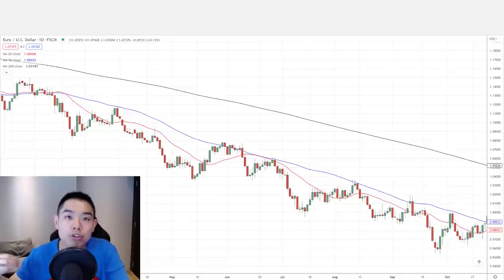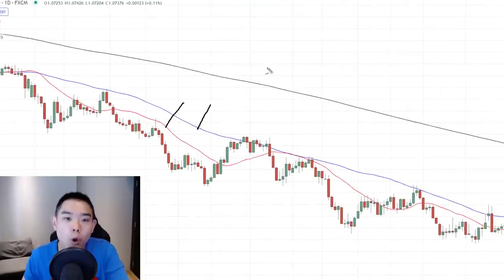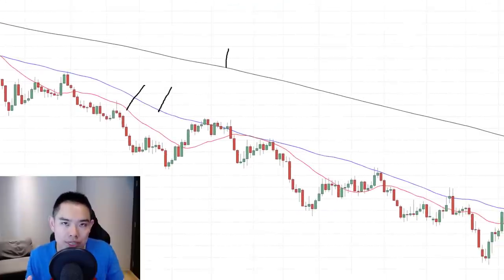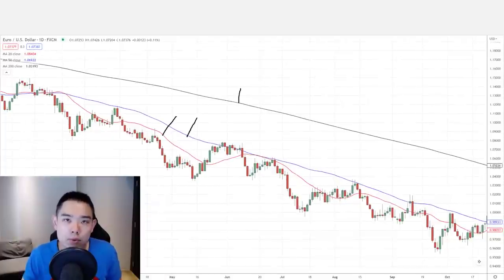Now, what about this chart over here? Which moving average should you be using in this instance? Would it be the red moving average, the blue one, or the black one? Want to know what's the answer? I'll give you 3 seconds. 1, 2, 3. The answer is this. You should be using the blue moving average. Why? I'll explain shortly in today's training.